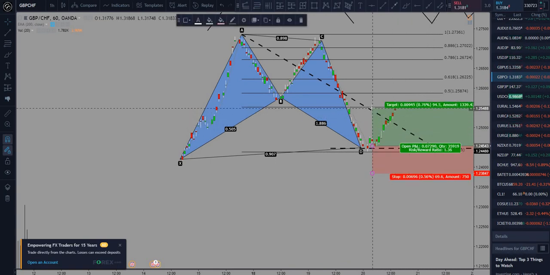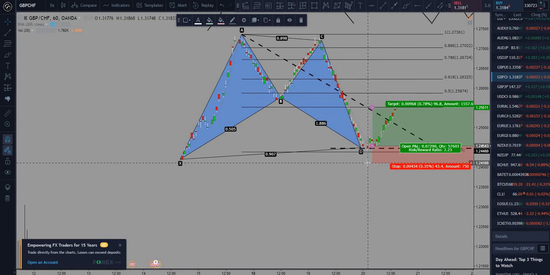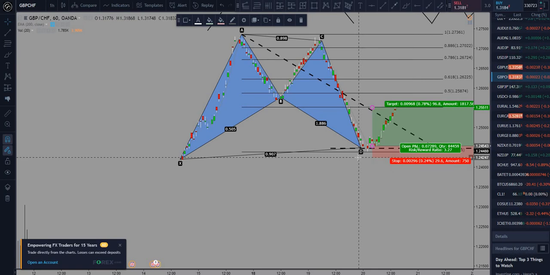So our risk reward would look something like this. Our stop loss can either be below the X leg, or if you want to be more aggressive, you can make it below the terminal bar low, something like that. And so as you can see, harmonic patterns can provide very good risk to reward ratios.